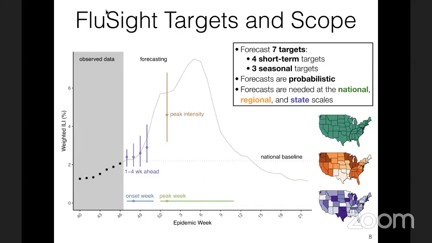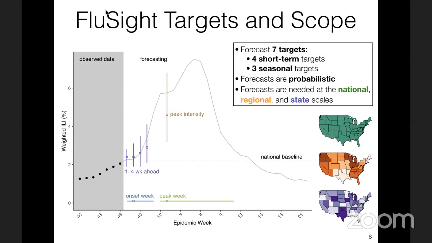Okay, so for the FluSight challenge, what are we actually asked? This graph over on the left gives you a typical setup. For any given week, you have some amount of observed data. Those are the black points in the gray box. And we're asked to forecast seven different targets that can be broken up into short-term and seasonal targets. The short-term targets are we forecast 1 through 4 weeks ahead. This just gives you a 1 month ahead snapshot of what we think is coming. And then the three seasonal targets. The seasonal targets mean that the target doesn't change from week to week, but what changes is the data we have access to each week.